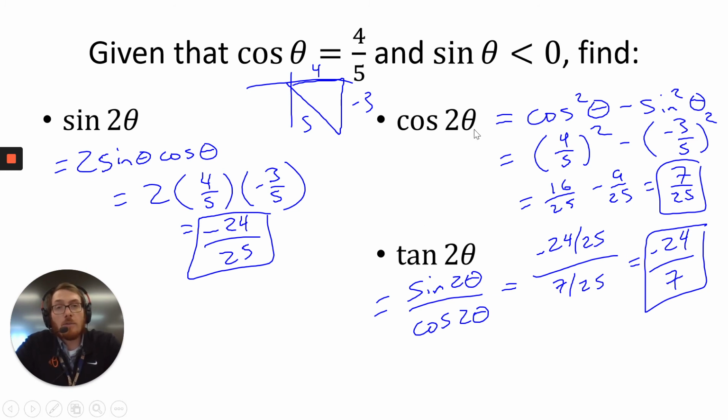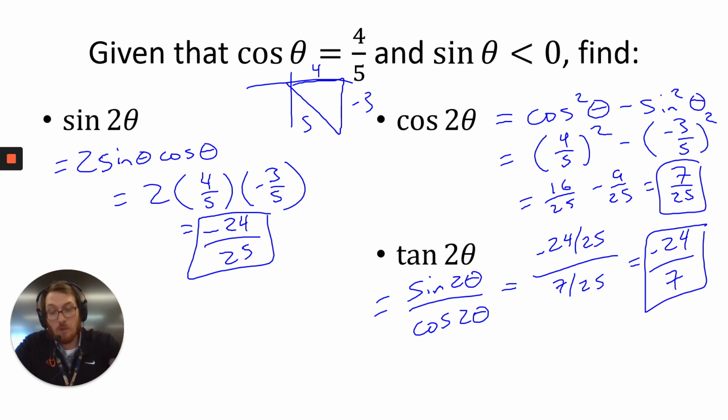For cosine of 2 theta, you have some options. I tend to pick the first one, which is cosine squared minus sine squared. Cosine is 4/5. I square it, I get 16/25, minus 9/25 because negative 3/5 squared. That will just give me 7 out of 25.